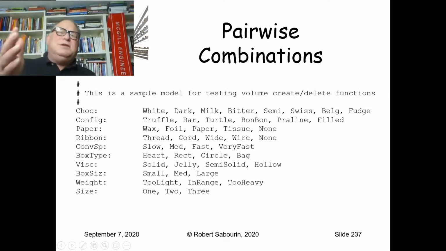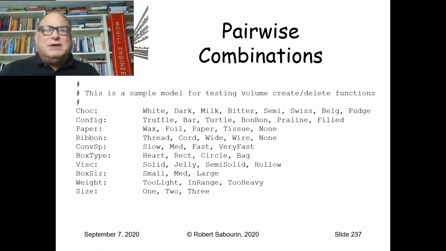Well, if I wanted to do some serious testing of the wrappability of the Rapomatic, and I knew that the wrappability depended on the chocolate type and the configuration of the chocolate and the paper type and the ribbon type and the speed of the conveyors and the type of the box and the viscosity of the chocolates and the size of the box and the weight of the chocolates and the size of the chocolates. All of these factors influence the wrappability, and I want to test them in combinations with each other.